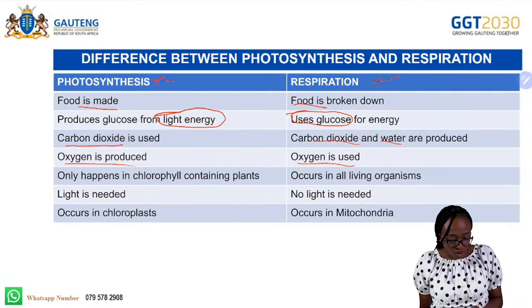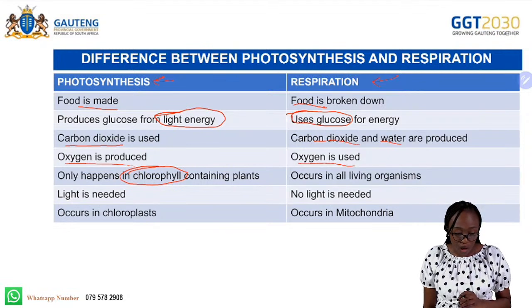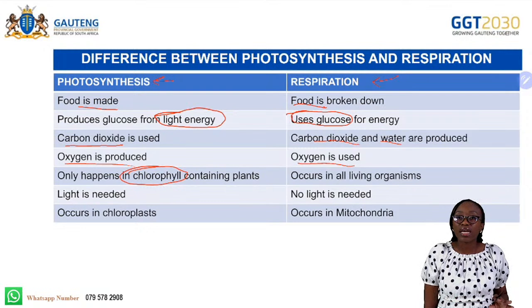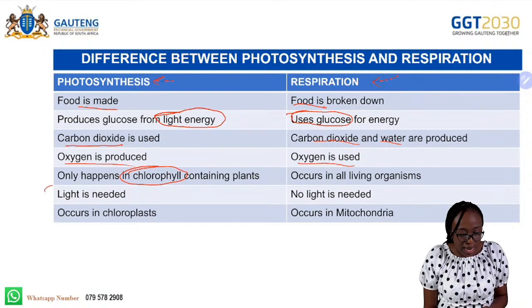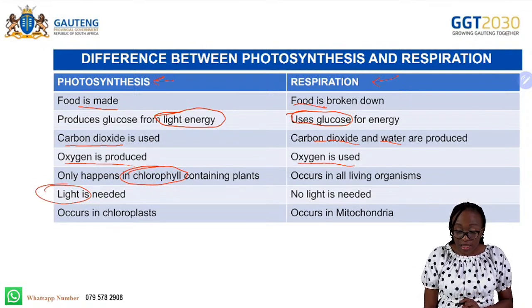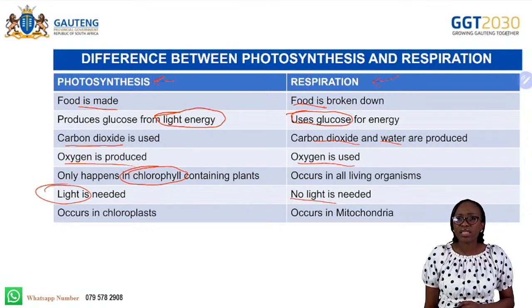This process of photosynthesis only happens in chlorophyll containing plants, whereas respiration happens in all living organisms. And then light is a very important requirement. Light is needed for photosynthesis, and with respiration, no light is needed. That's why our plants can respire in the absence of light.